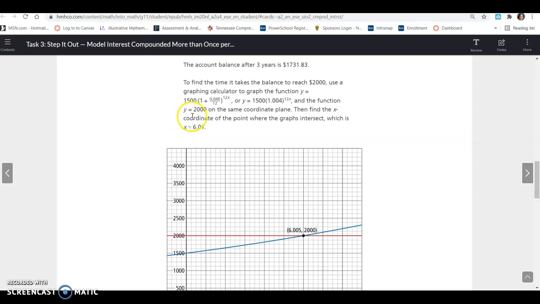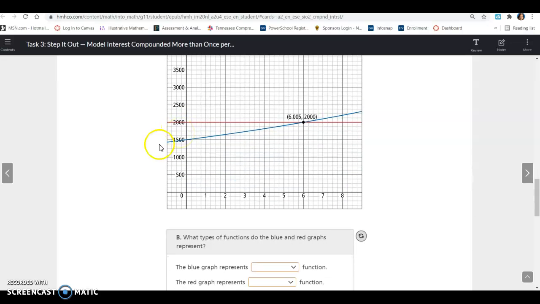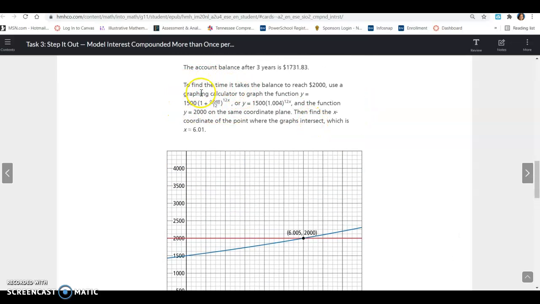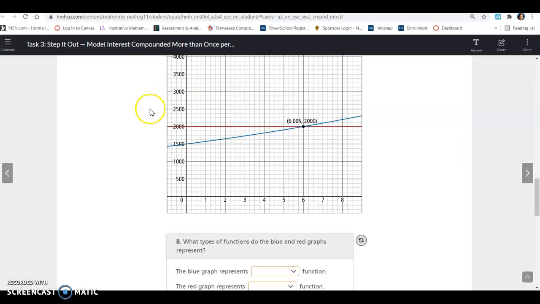Graph the function we were given, and then graph the new function y equals 2,000. Find the x-coordinate of the point where the graphs intersect. Okay, since they've already graphed this, I'm not going to graph it. You've got an exponential function here, our exponential growth equation that we used. And then there's just a linear equation straight across for 2,000. So where these two intersect, it looks like about 6 years.